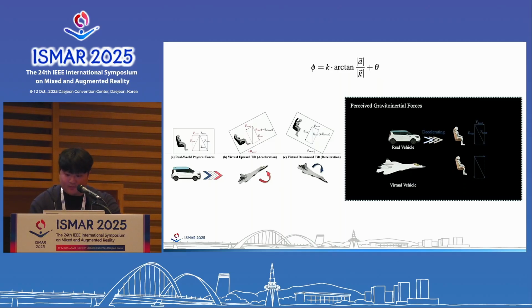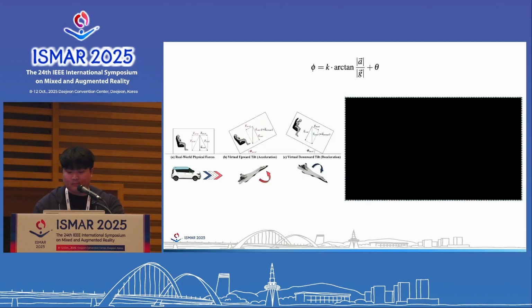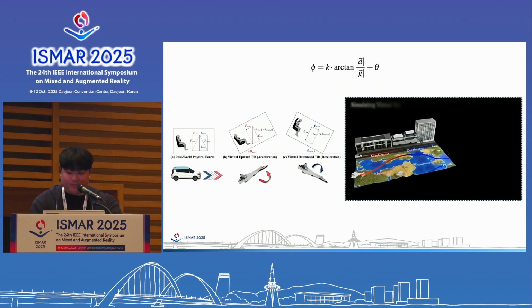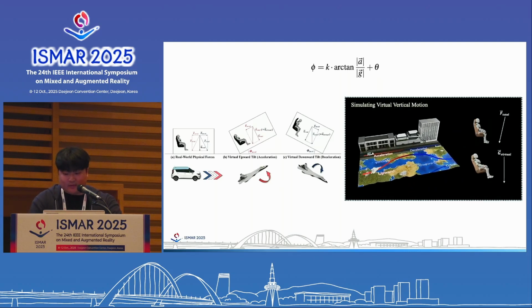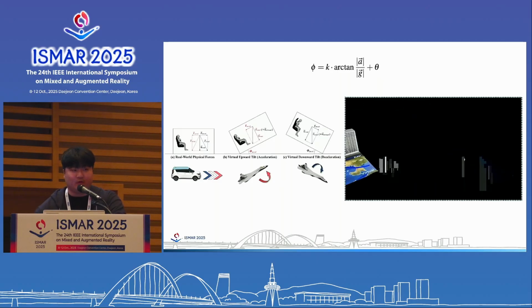When the car accelerates forward, we are pushed back to our seats, which can correspond to virtual upward tilt, while deceleration causes us to be pushed forward in our seats, which corresponds with virtual downward tilt. These changes in upward and downward pitch naturally translate into perceived vertical motion, so that essentially the user is moving up and down at a constant velocity while the car is accelerating or decelerating forward without moving up and down.